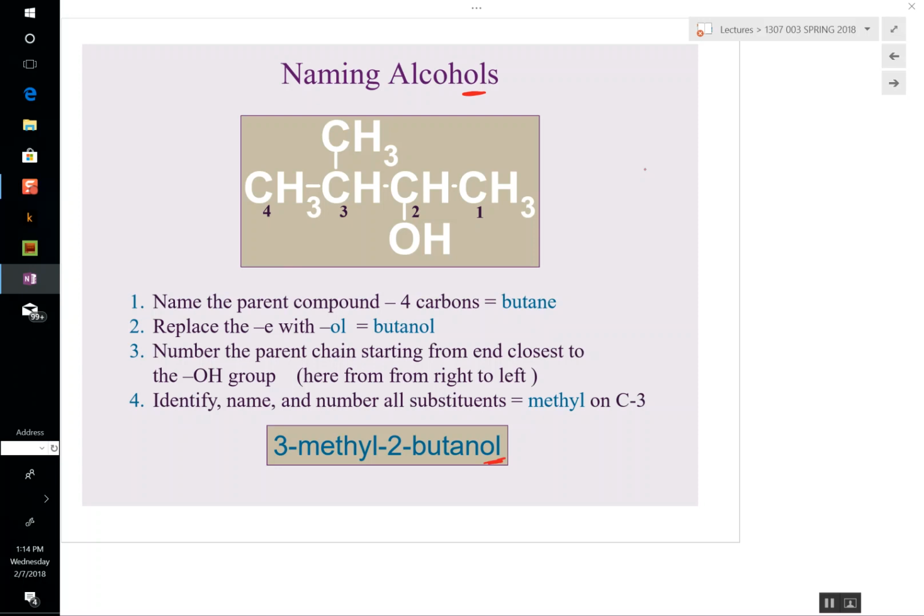So longest chain, rule number 1, 4 carbons long. Butane, we drop the E and we add OL, we get butanol. Where is that OH group? It's on the 2nd carbon. And what else is on there? There's a methyl on the 3rd carbon. So 3-methyl-2-butanol.